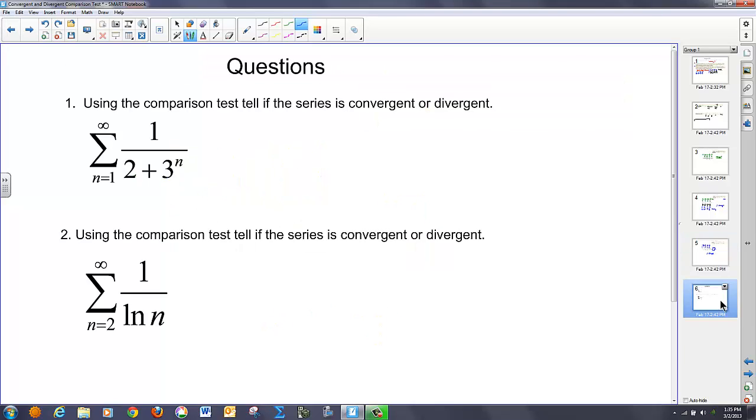Do some comparisons with these two. Now, notice the questions I gave you are in sigma notation, which means you have the equation of the series. It will be helpful when you make your comparisons to expand that series out. So plug the numbers in, get about 5 terms, make those comparisons, and then come up with whether it's convergent or divergent.